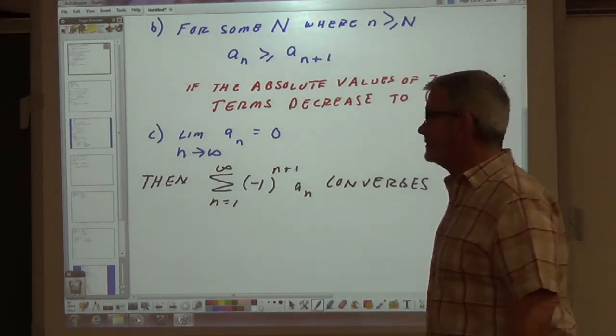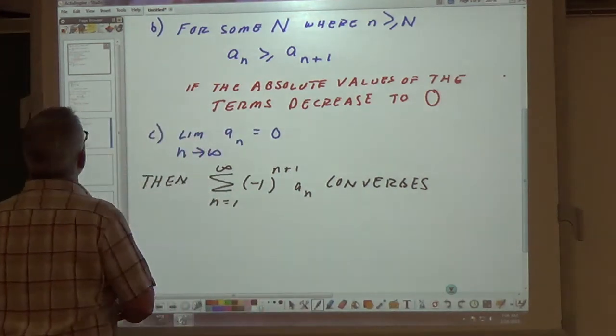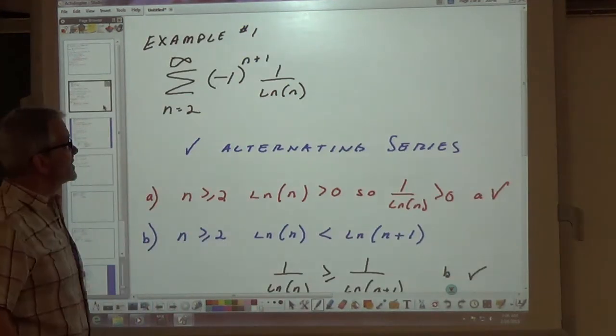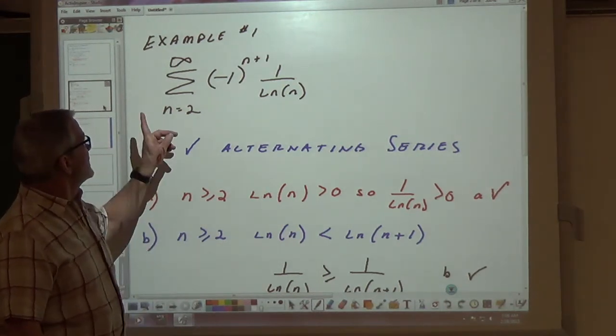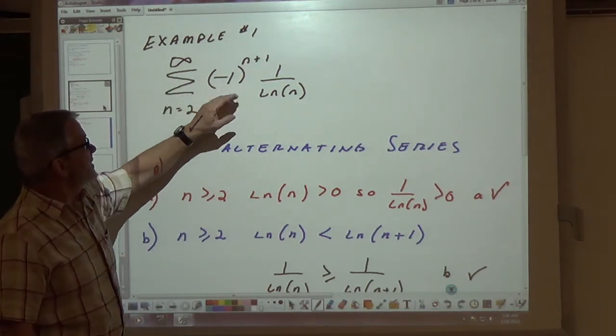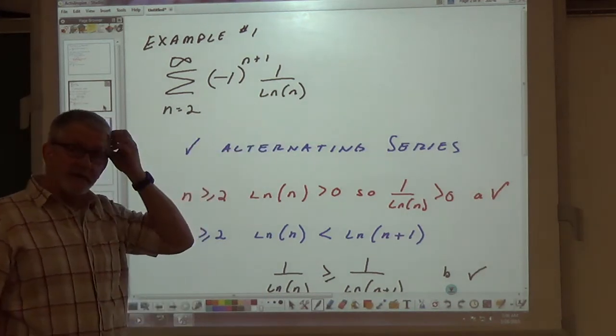Let's do an example. We're going to start off with a rather simple example. Here I have an alternating series: the series from n equals 2 to infinity of negative 1 to the n plus 1 over ln of n.